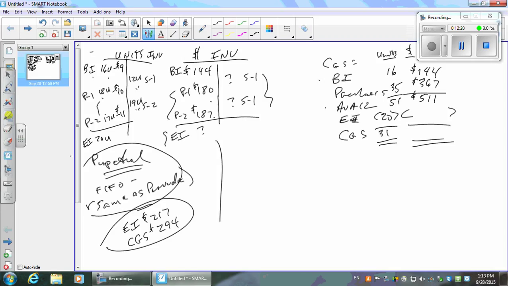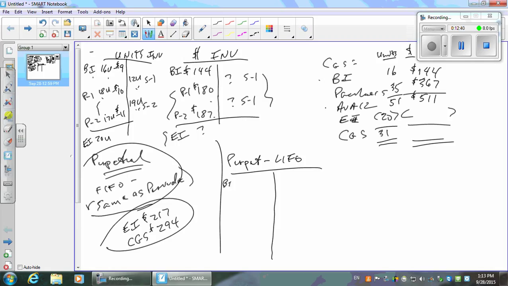Thank you. All right, let's do perpetual LIFO. Last in, first out. You want to keep track of every layer of inventory, right? You can have layers. We call them LIFO layers. What do we start with?